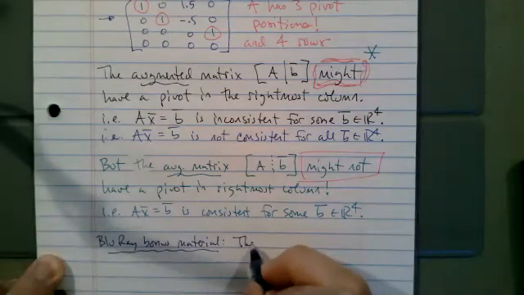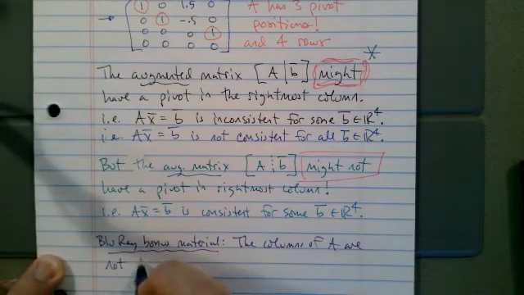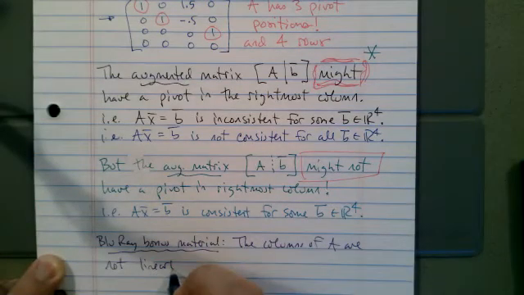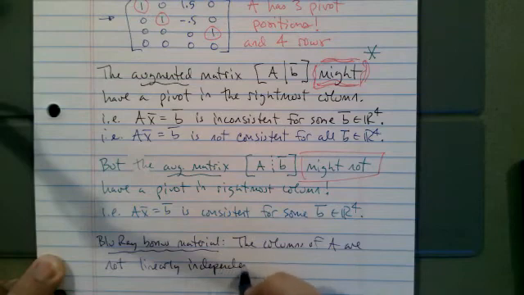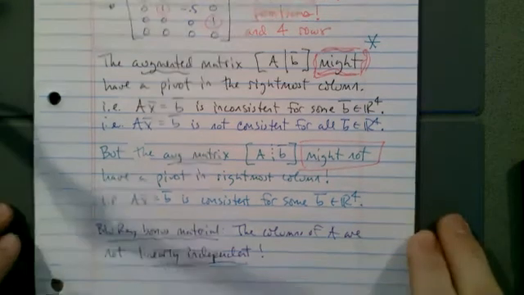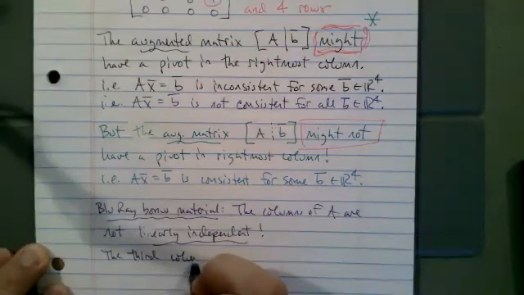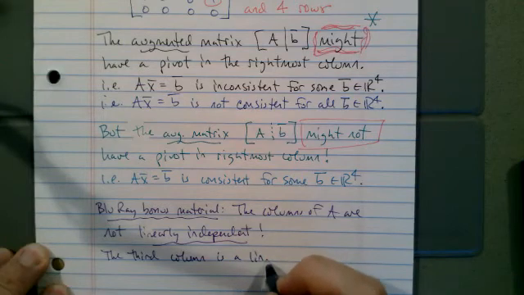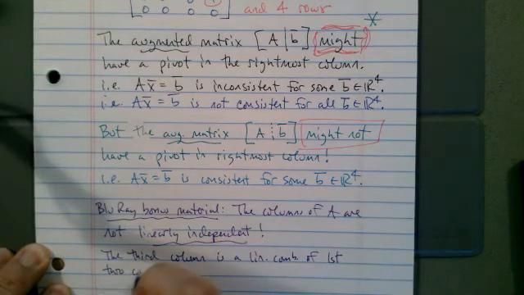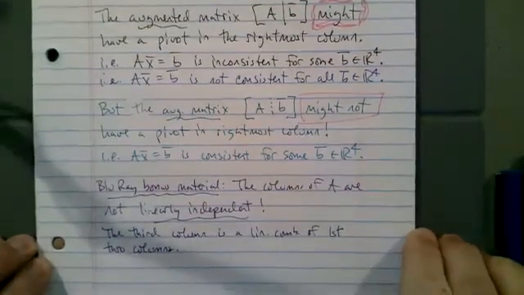The columns of A are not linearly independent. I spelled "linearly" wrong. The third column is a combination of the first two columns. The third column is just a linear combination of the first two columns.